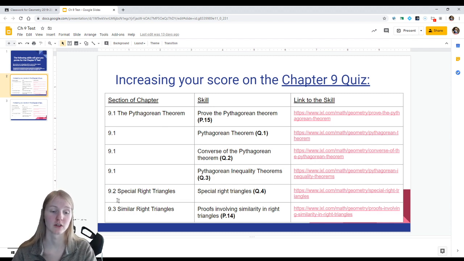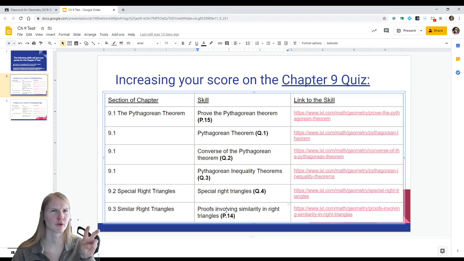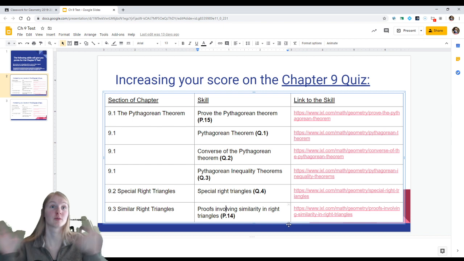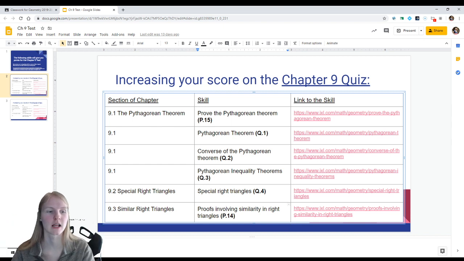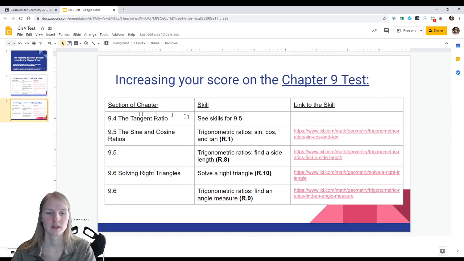Special right triangles. That was 9.2, 9.3. Similar right triangles. Proofs. A lot of the time it says proofs. It's not the kind of proofs that we did, so when you see the word proofs, before you freak out, open it and see what it looks like. The tangent ratio is lumped into these. Trigonometric ratios, sine, cosine, and tangent. Trigonometric ratios, find a side length. 9.6, solve a right triangle, find an angle measure. All of these were required in the homework, so you should have no problem doing all of these.